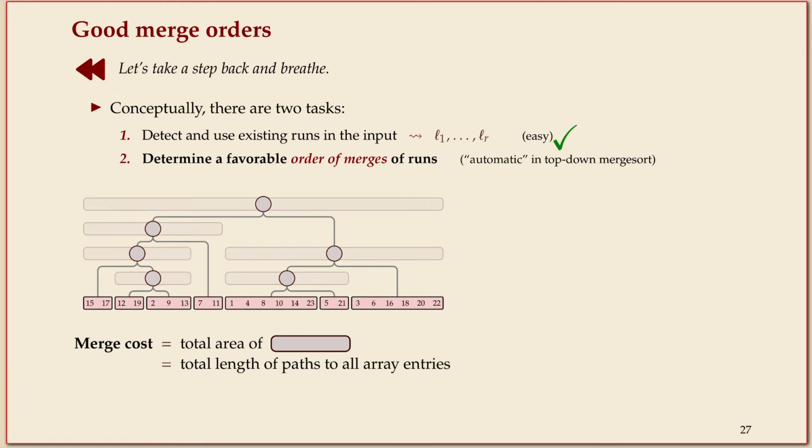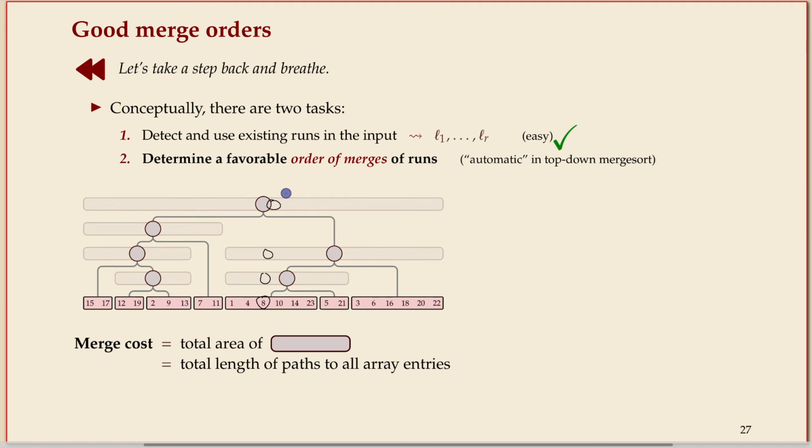Now you can express this cost in a slightly different way. You can also say I'm not looking at these long lines, but instead I'm counting every element, how deep it is. So if number 8 is in a leaf at depth 1, 2, 3, it's merged 3 times. So number 8 should contribute a cost of 3 to the total.